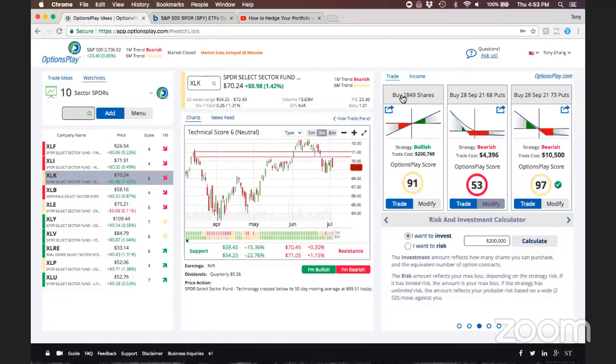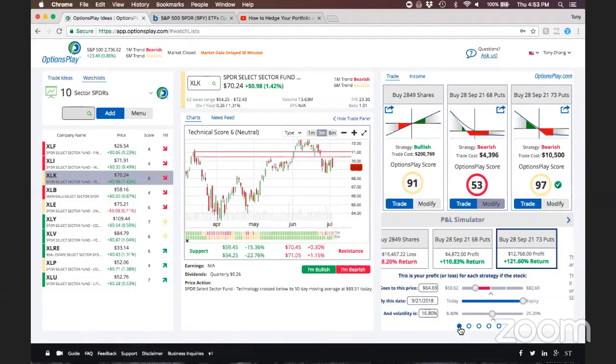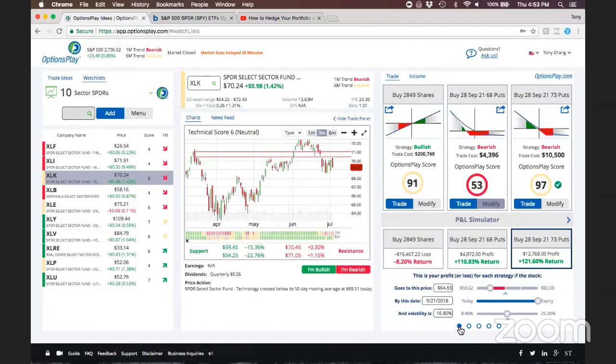So here I have a $200,000 tech portfolio here on the left, and I have two hedges here. I have one that cost me $4,300 and one that cost me $10,000. So $4,300 is about 2%, a little over 2%. $10,000 is almost 4%. So quite an expensive hedge from a portfolio perspective. 4% of your portfolio is a decent amount. So let's take a look at these hedges and how they perform.